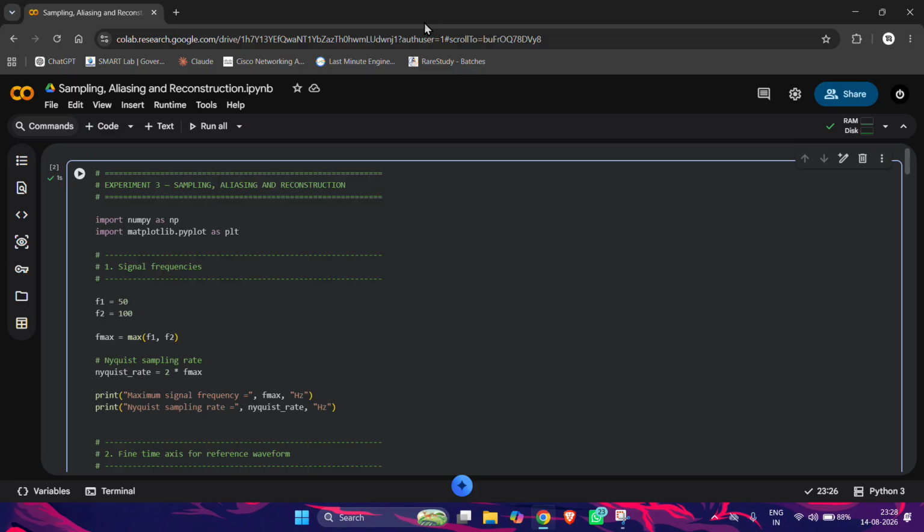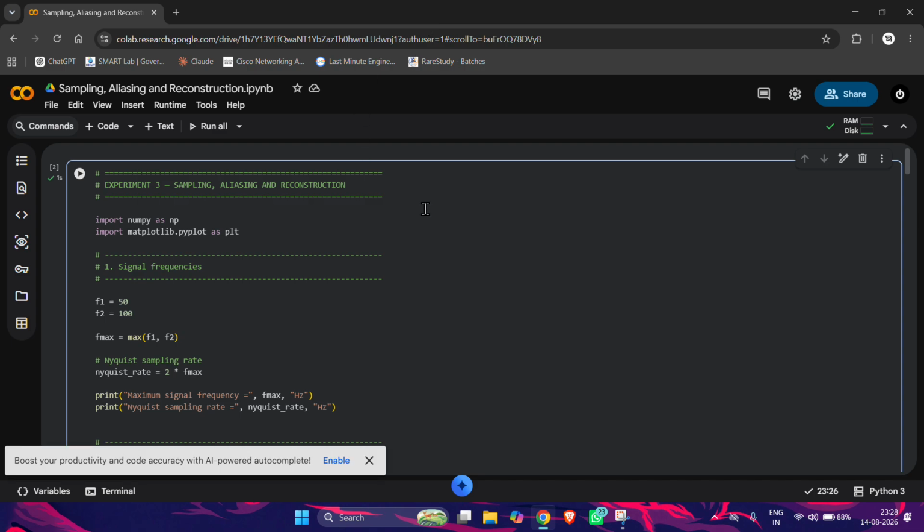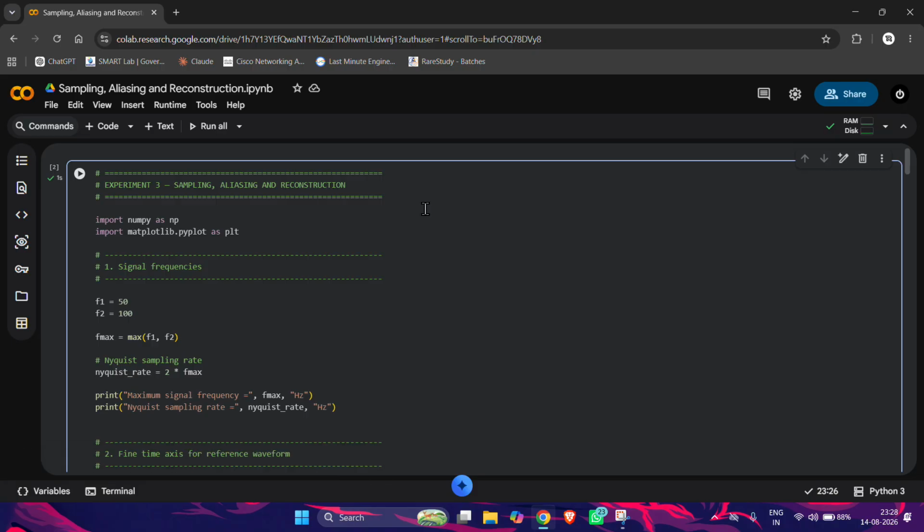The main objectives of this experiment are to verify the sampling theorem, observe the effect of aliasing and reconstruct a sampled signal using sinc interpolation. And I have implemented this experiment using Python in Google Colab. If anyone wants to do this experiment, they can use MATLAB Simulink for their operations. Without further wasting any more time, let's get started.